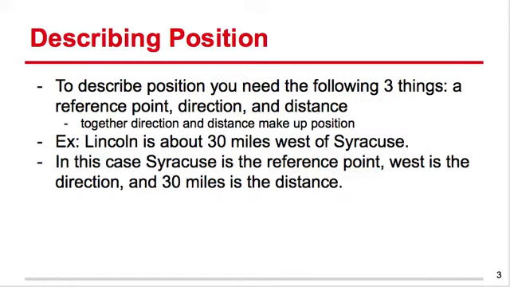So, describing position. To describe position, you need the following three things: a reference point, direction, and distance. Together, direction and distance make up position. Our example here would be Lincoln is about 30 miles west of Syracuse. In this case, Syracuse is the reference point because that's what we're basing everything off of. West is the direction, and 30 miles is the distance. Again, remember that direction and distance make up position.